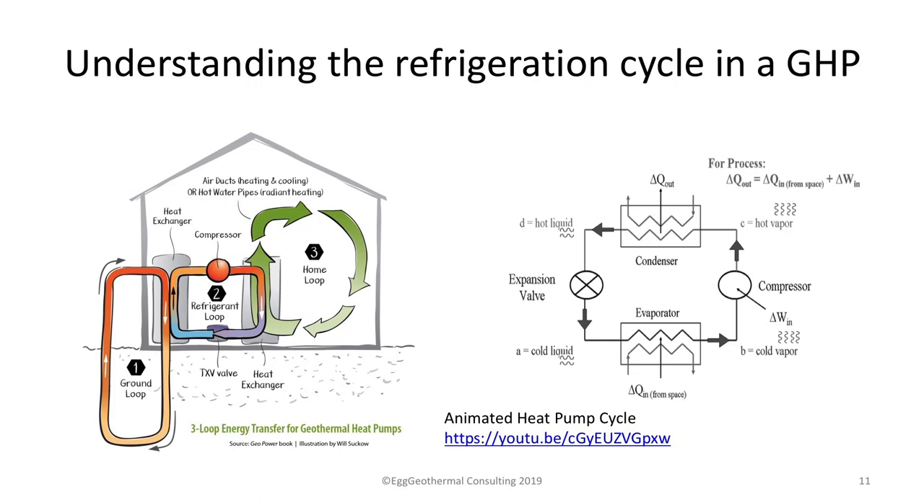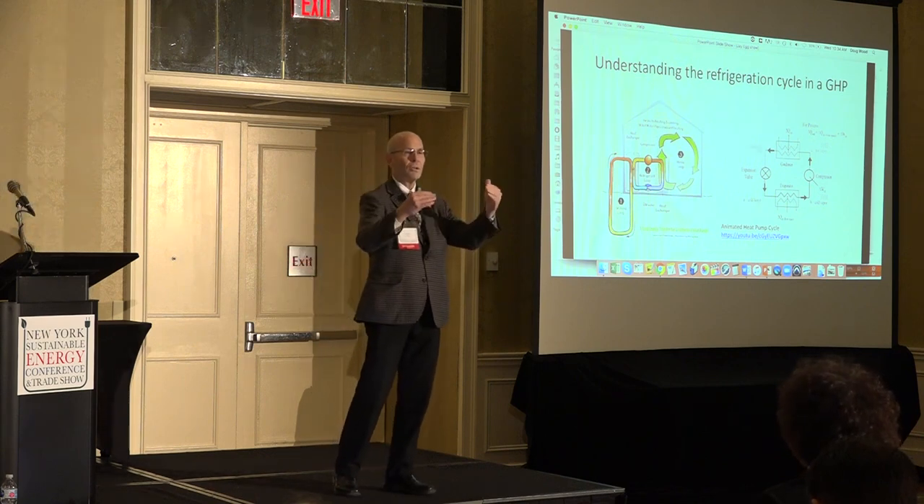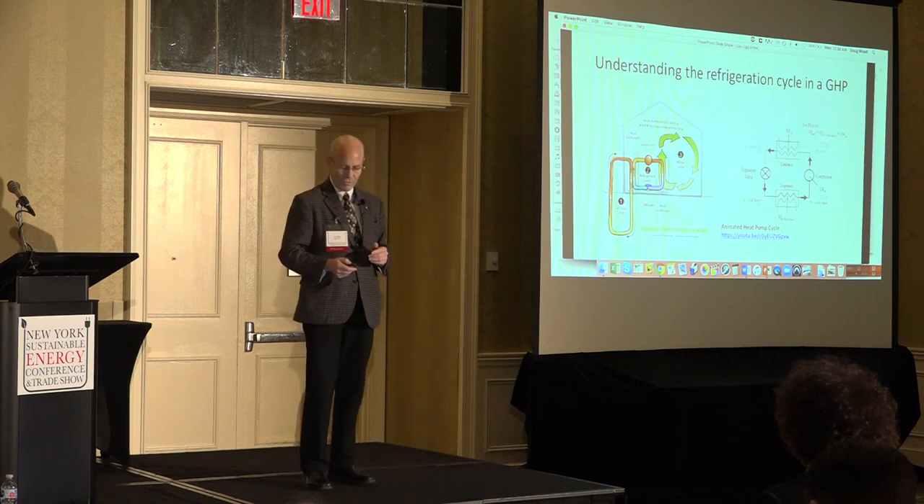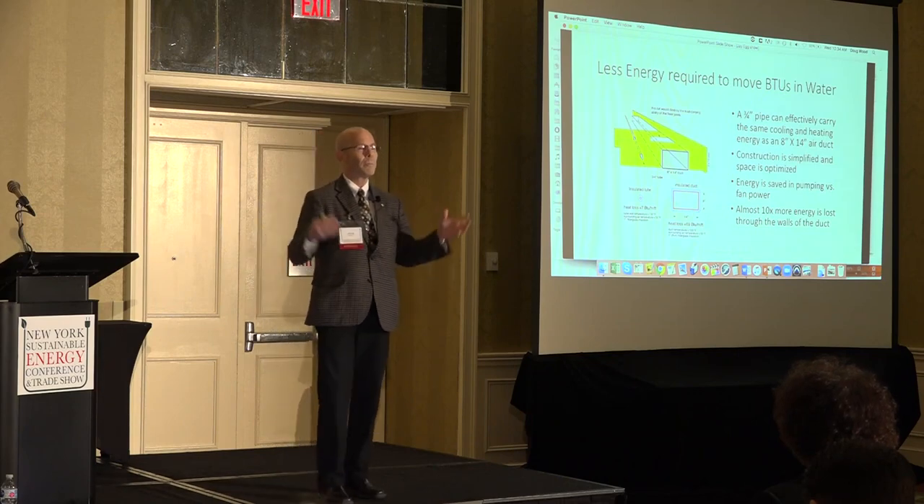This is the science of it, and it's called the Carnot refrigeration cycle. It always uses 4 components: a compressor, a thermostatic expansion valve, a condenser, which does the heating, and an evaporator, which does the cooling. So depending on what mode you're in, you're either cooling your house or heating your house, because it reverses and switches the way the refrigerant flows, doing the heat pump mode.